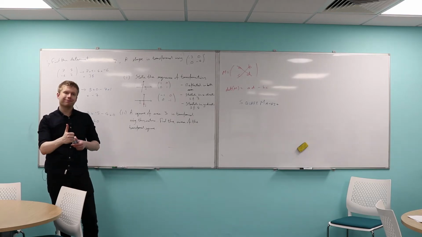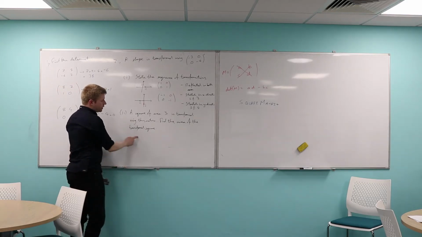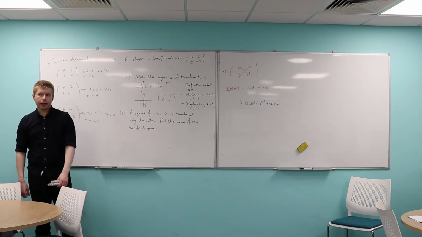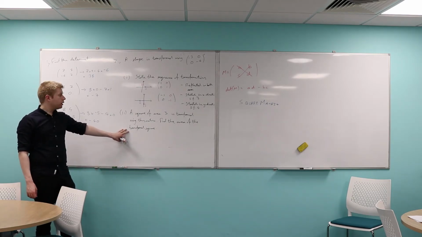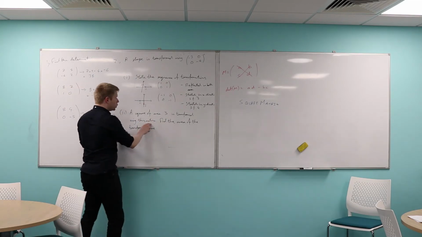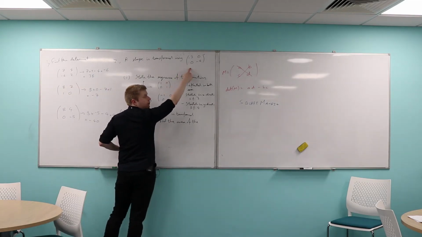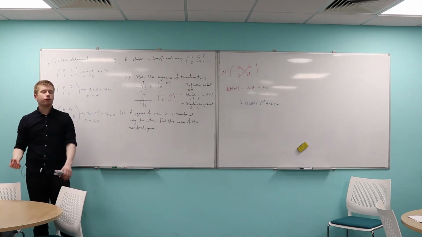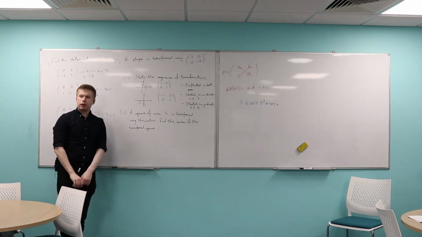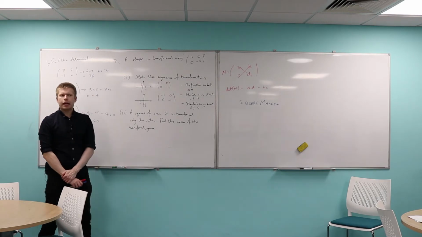All good? Okay, fine. This one then follows on from what we're doing on Friday. So a square of area 3 is transformed using this matrix here, negative 3, 0, 0, negative 4. And we've been tasked to find the area of the transformed square. How could we do that?